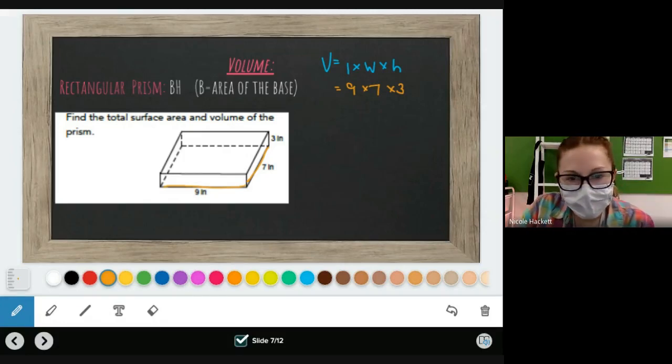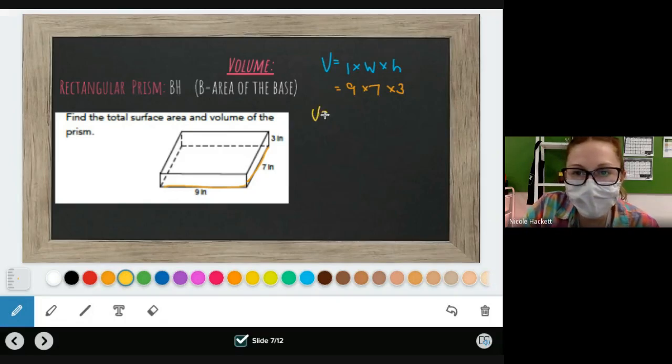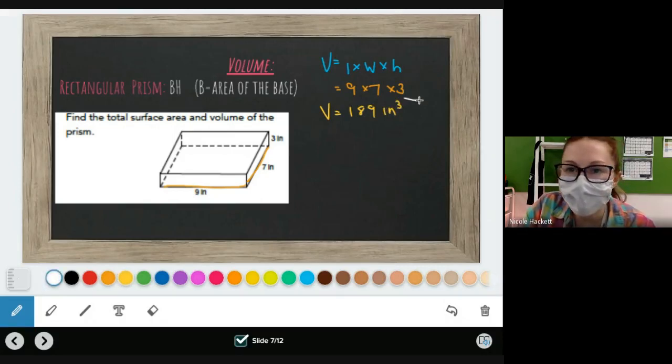So we would go through, put this into your calculator. You can do it out by hand, whatever makes you happy. But for our volume here, we're going to multiply these together. If we put it all in our calculator at once, we should get 189 inches cubed for our volume.